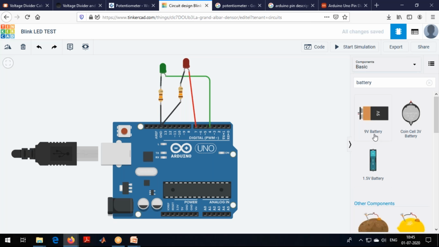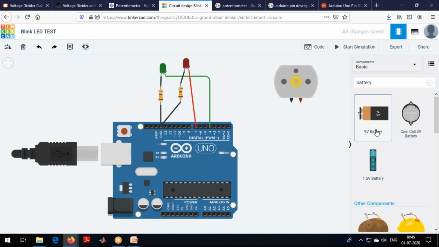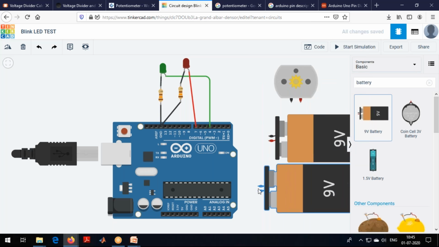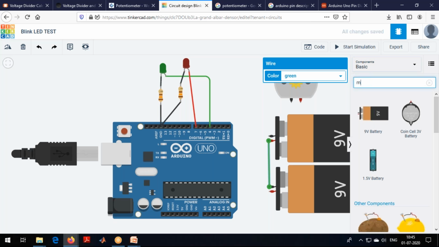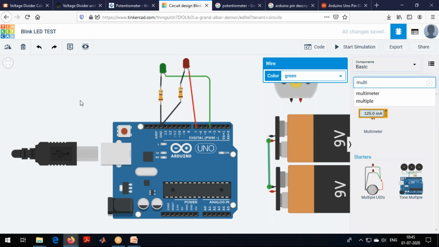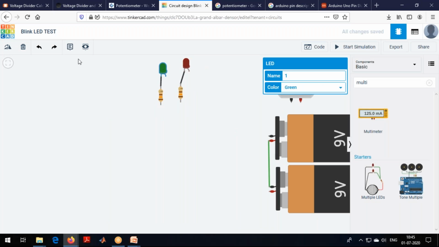Some 18 volts battery. For example, if I consider a DC motor, sometimes this requires 12 volts. But here in the battery, only 9 volts battery is there. Maybe what I can do is take two 9 volts batteries and join them in series, and if I consider a multimeter, we'll just delete all these things and go with a fresh one.